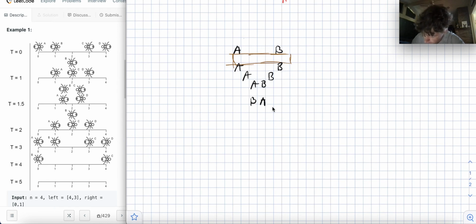Oh, they bounce off each other, right? So they bounce off, and then at this point they drop off. So they bounce off each other, right? Now this will happen any general number of times.